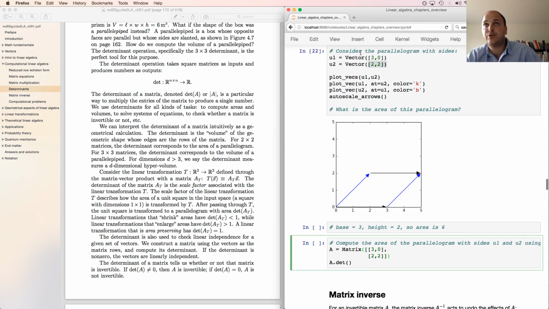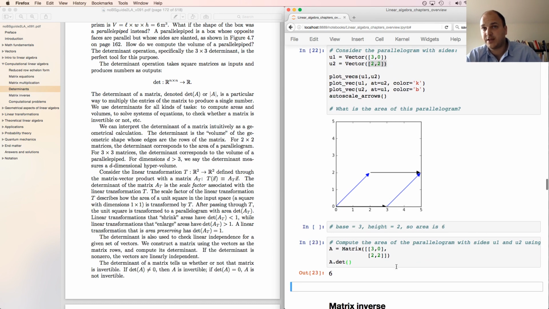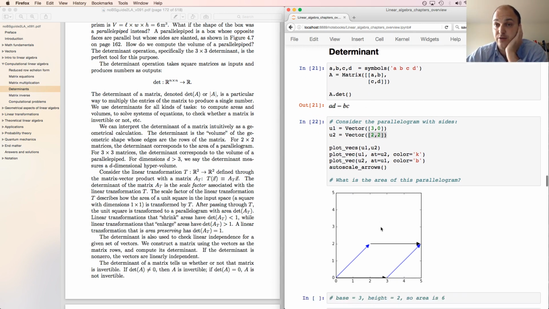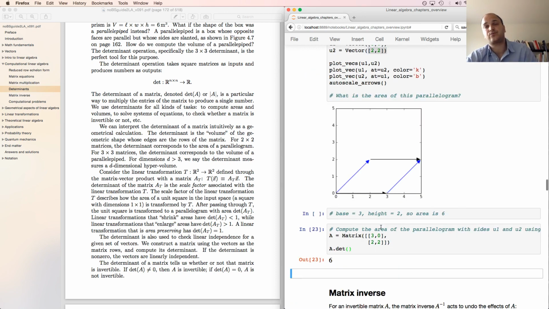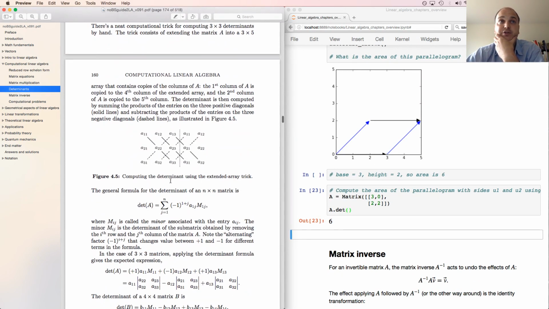Well, guess what? If we were to put these vectors (3, 0) and (2, 2) in a matrix, and then compute its determinant, we get 6. So the determinant in 2D is a useful way of computing this: if you have two vectors and they get squashed a little bit, what is the area that they enclose? I won't say much more than this, but there's a whole chapter on that, which goes into the computation.